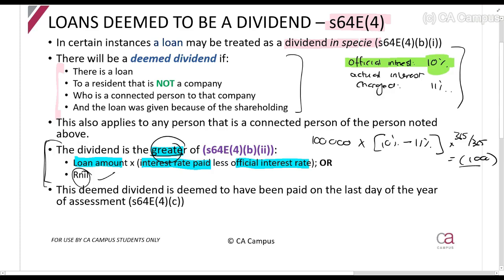And then important, this deemed dividend is deemed to have been paid on the last day of the year of assessment. And I want you to pay attention here, make sure that you see it is treated, even though it's a loan and it's a cash amount, as if it is a dividend in specie. Now, that becomes important for us in a little bit of time because you need to see who is liable for dividend in specie. So, flag it for yourself that this is a dividend in specie.